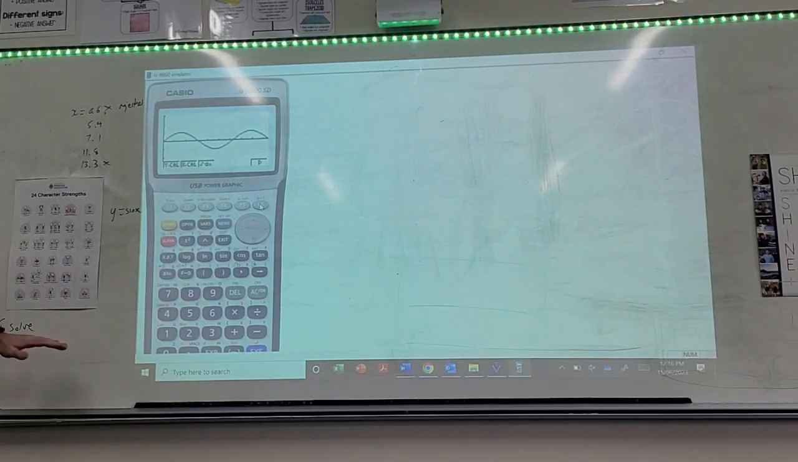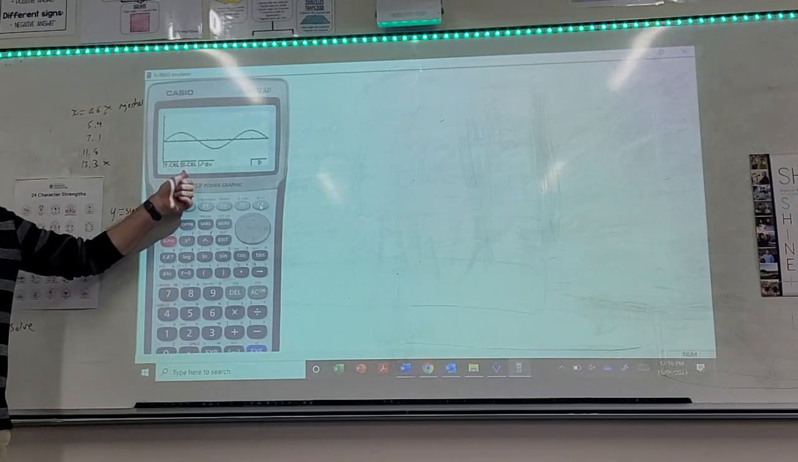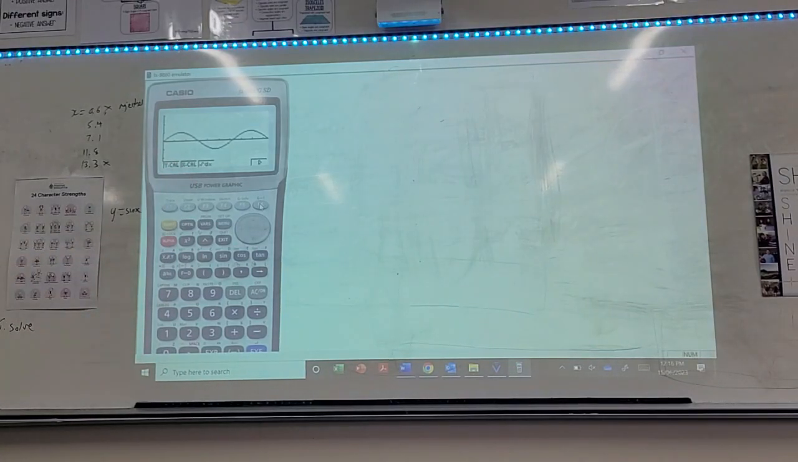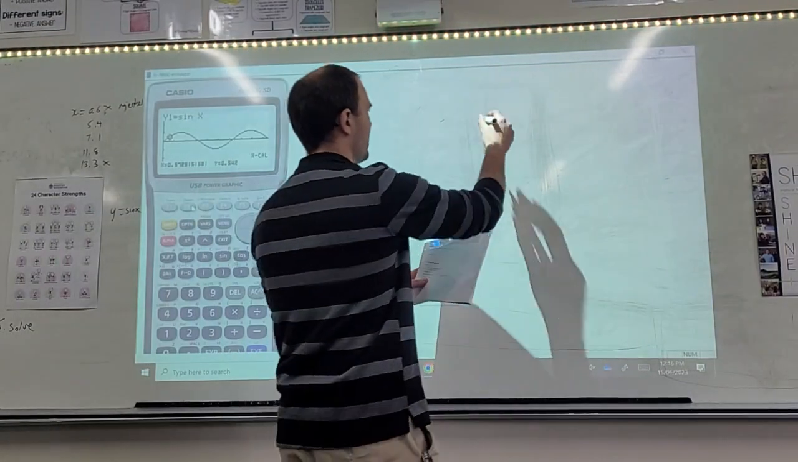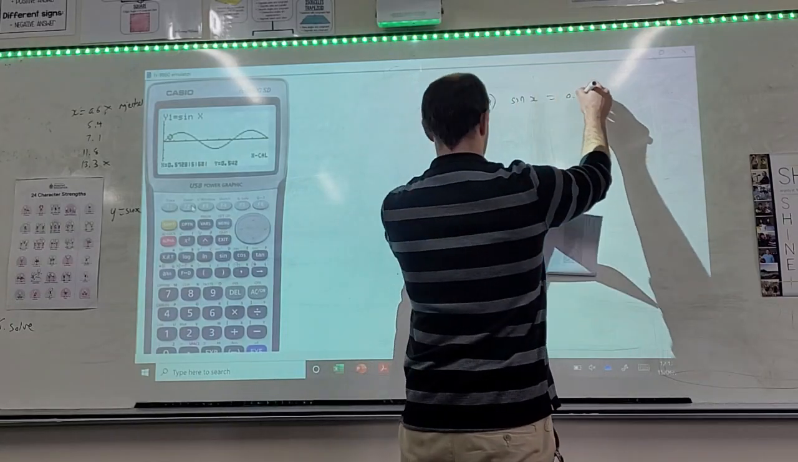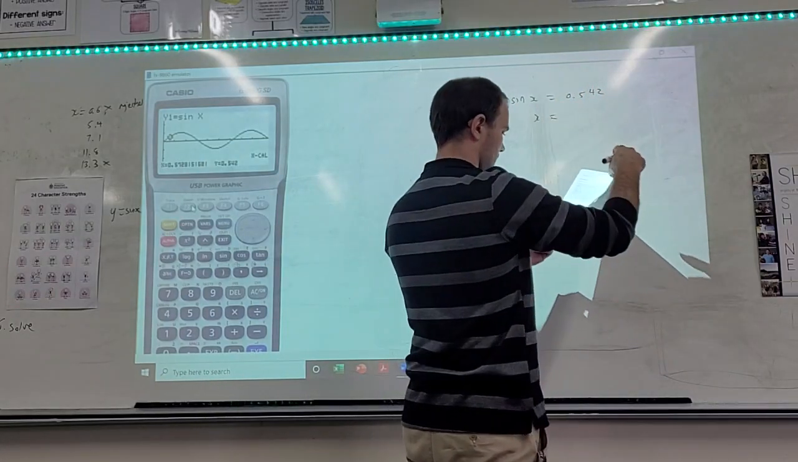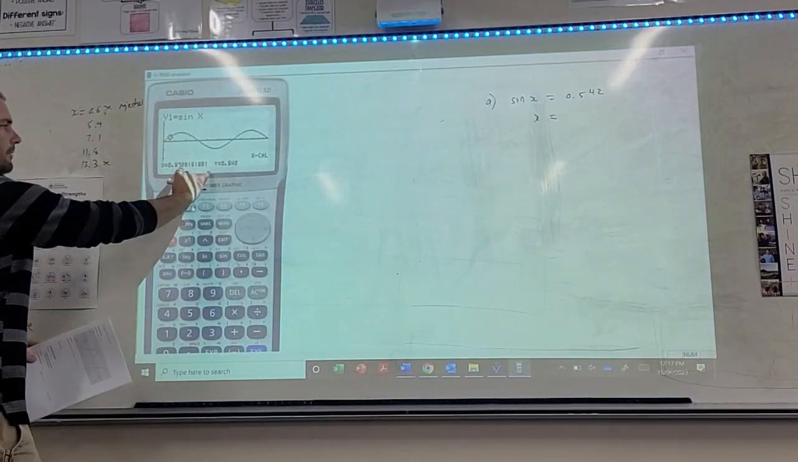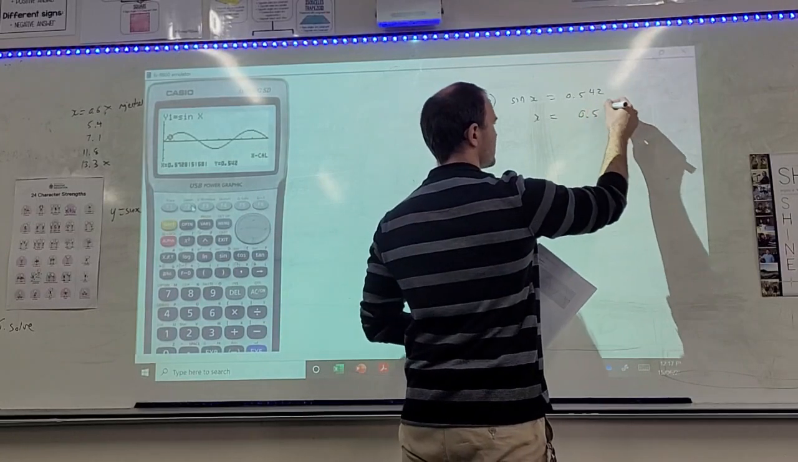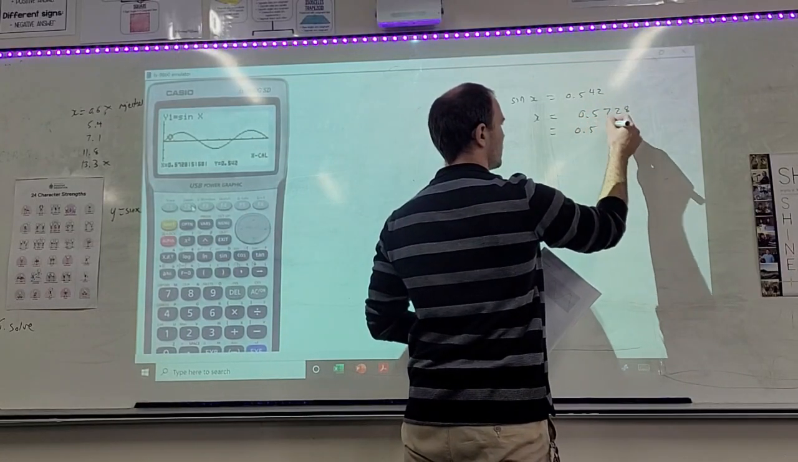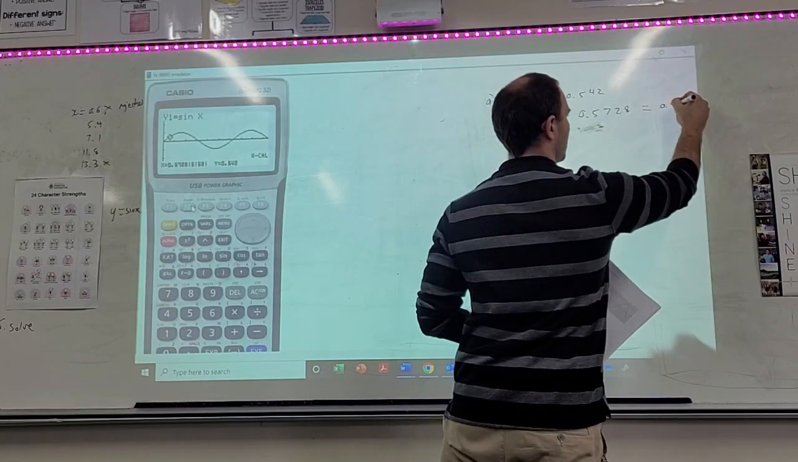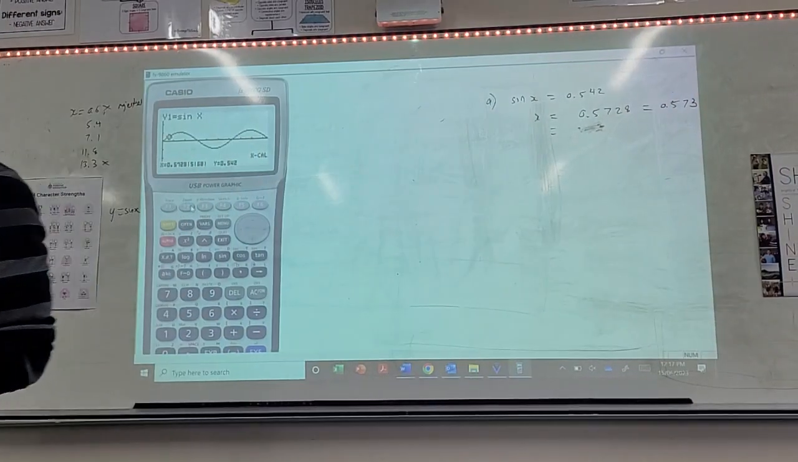What are we asked to do? Find x. So we should do an x-calc. We want to know an x value, given the y value is 0.542. So this is question A, sine x equals 0.542. Here's our first answer, x is 0.5728. So we write 4 figures and then round. What I might do is write them here like this, 0.573. Okay, that's the first solution.